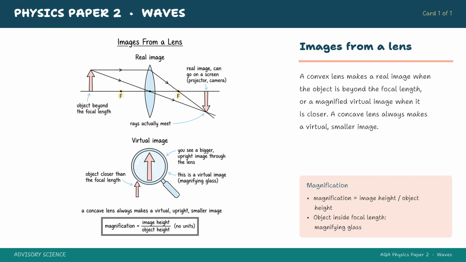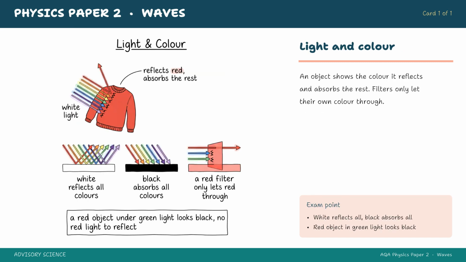Visible light and colour. White light is a mix of all the colours. An object looks the colour because of the wavelengths it reflects. A red jumper reflects red and absorbs all the other colours. White reflects everything. Black absorbs everything, which is why black things heat up in the sun.